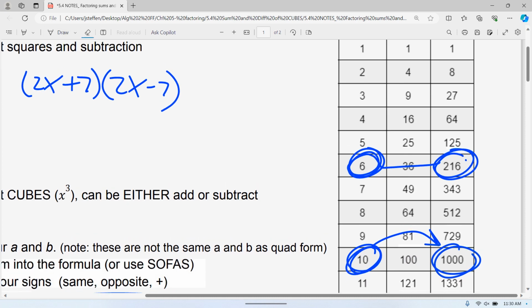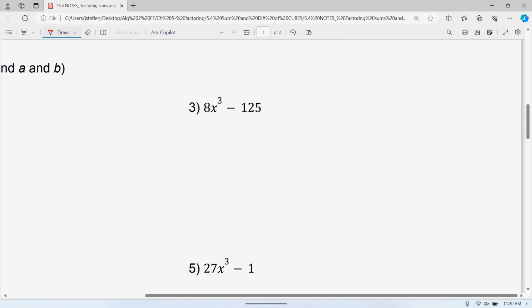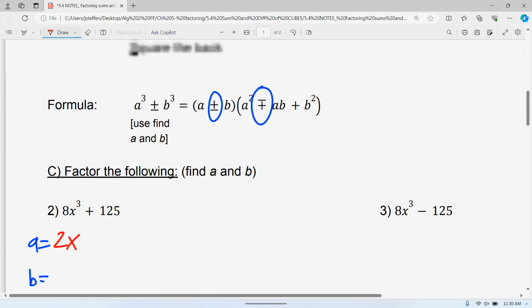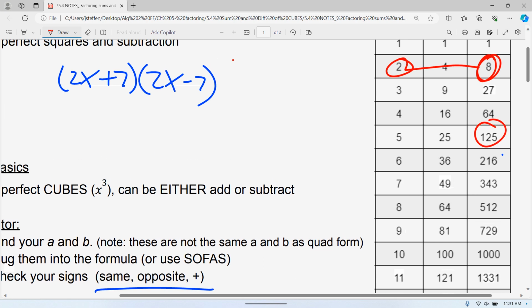Let's get rid of some of this stuff. And let's look for our first one, which was 8. Is 8 a perfect cube? Yep, it's right here. What number to the third power is 8? You just go over to the left. That's 2. So if we go back down over here, ax to the third, my a is 2x, because 2 to the third is 8, and x to the third is x to the third. What about b, my 125? Again, go up to your table. 125 is right here. That is 5. So 5 to the third is 125.